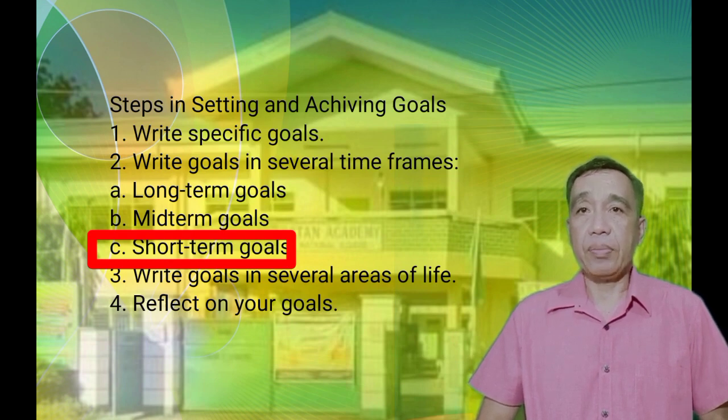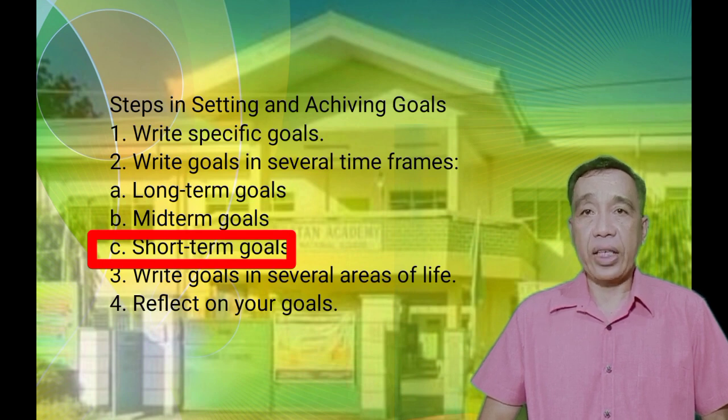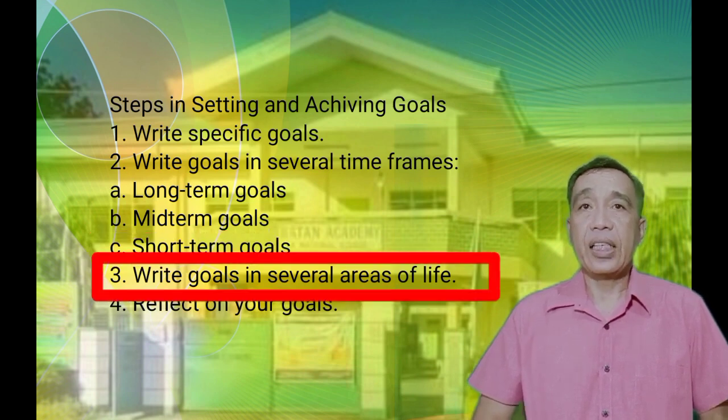These require immediate action or in the near future. For example, I will get 95% or above as my final grade in Earth Science. Step number 3 is write goals in several areas of life.